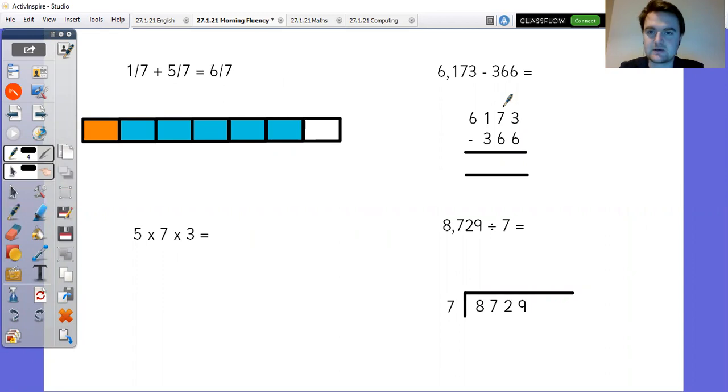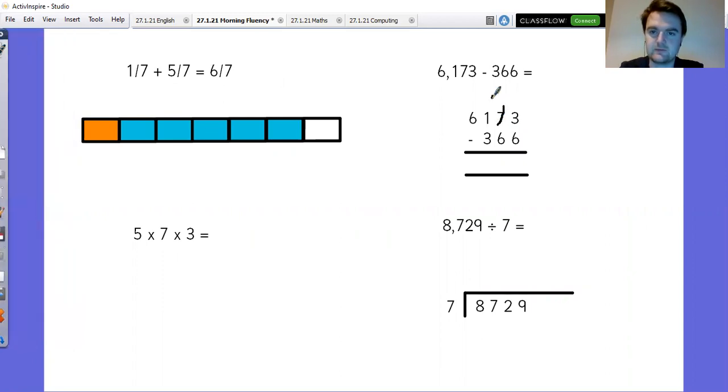3 take away 6 I can't do, so I'm going to have to borrow from the tens. 13 take away 6 is 7. 6 take away 6 is 0. 1 take away 3 I can't do, so I'll borrow from the thousands. 11 take away 3 is 8. And then I am left with 5 over here. Okay, let's have a look at some division.